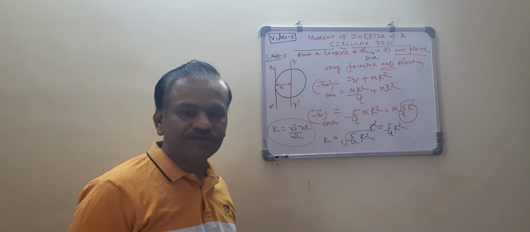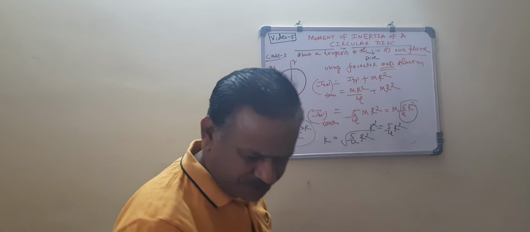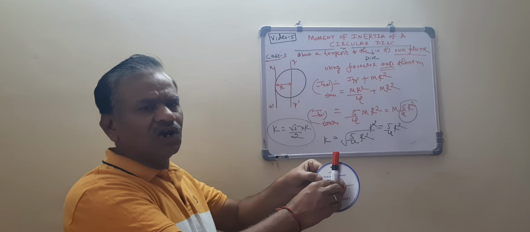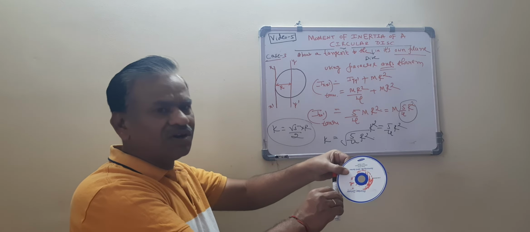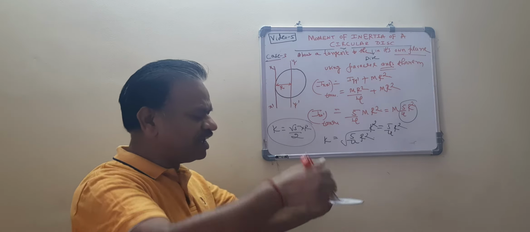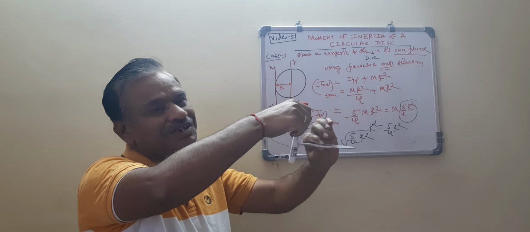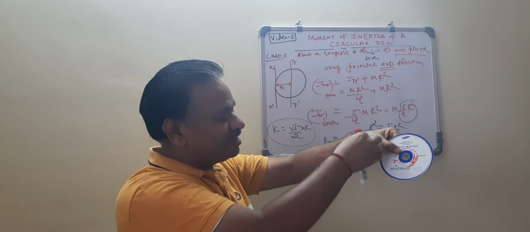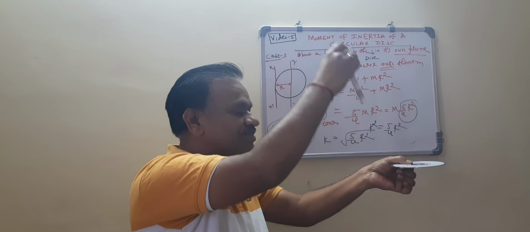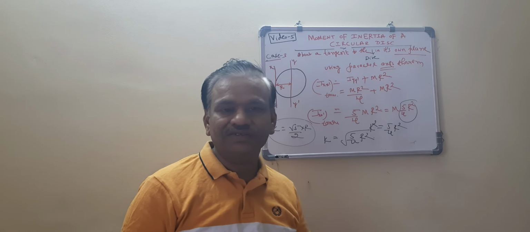This is case 3. I think you understood this. How many cases are there? 3 cases. One is passing through its center of mass, another along its diameter, and another one is the tangent. Of course, case 4 is there, but it is not in your syllabus: this also is a tangent, but perpendicular to its own plane, not in its own plane, or parallel to its own plane. All the 3 cases I discussed.